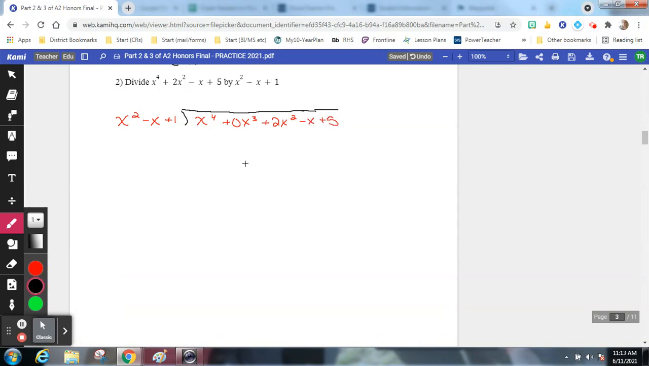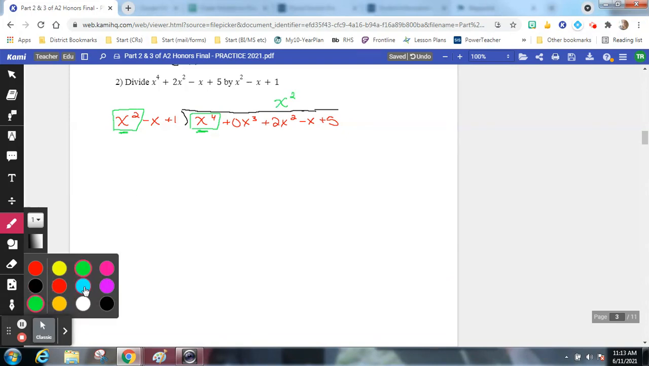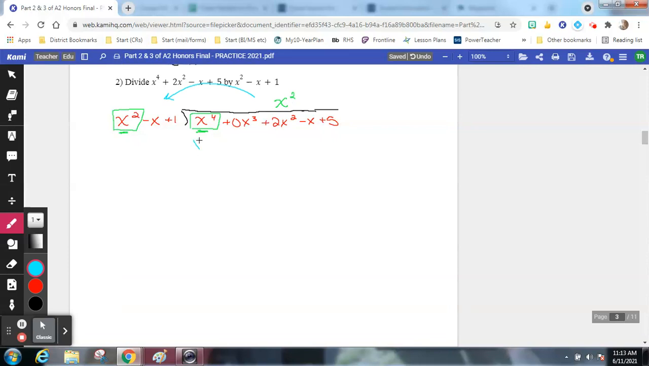All right, in order to divide, we look at the first terms of each. What do I have to multiply an x squared by to turn it into an x to the 4th? Well, easy enough, that is going to be an x squared. You take that and distribute. X squared times x squared is the x to the 4th I wanted. X squared times a negative x is a negative x cubed. X squared times 1 is 1x squared. Notice how things lined up nice and neatly: fourths, cubes, squareds were all there.